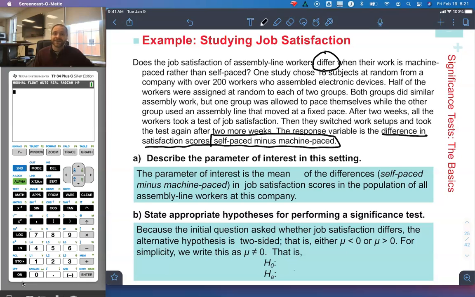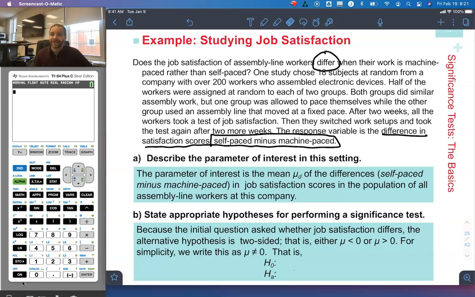Part A is looking at describe the parameter of interest. And so we're looking at mu sub D, which is the differences. Again, you have to say which way, self-paced minus machine-paced, in context, in job satisfaction scores in the population of all assembly line workers at this company. So I defined, in this case, the parameter that we're trying to test the claim for.